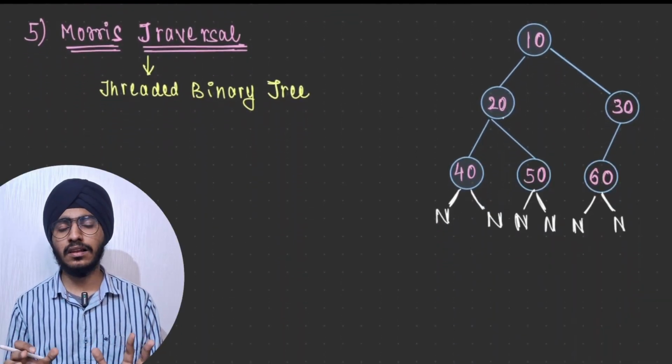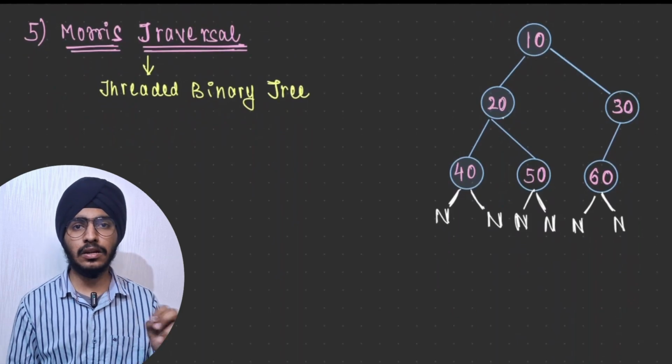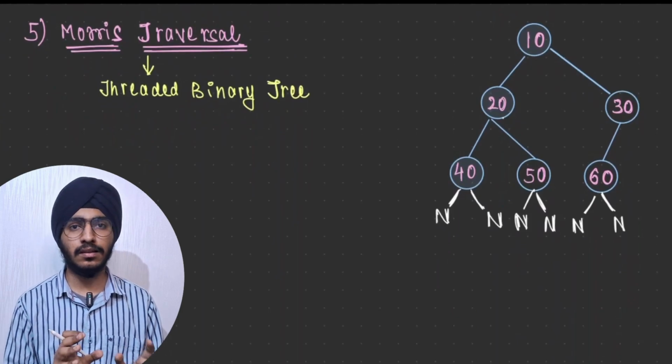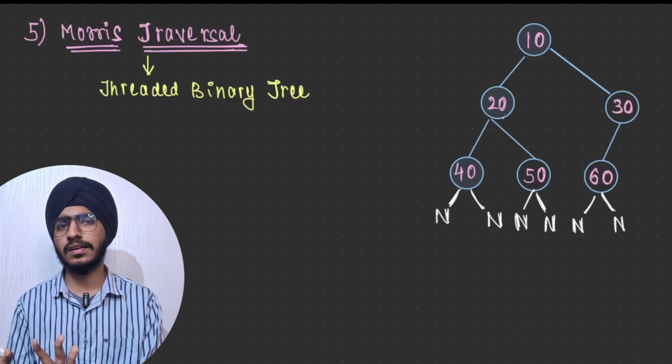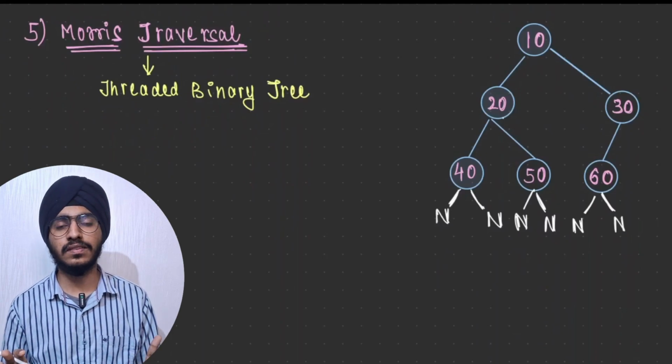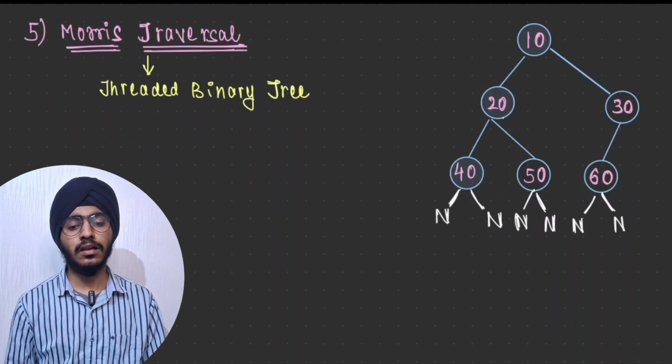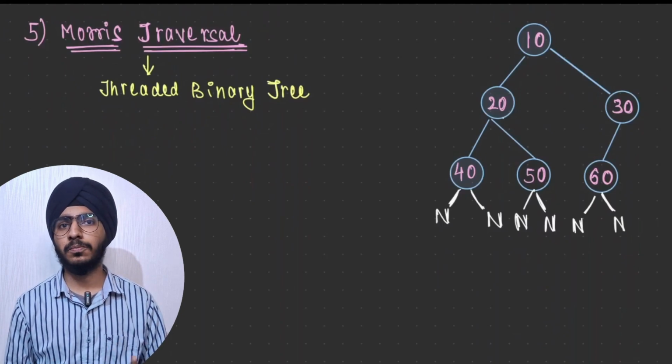With Morris Traversal, we can do multiple traversals, InOrder Traversal, PreOrder Traversal, but PostOrder Traversal is not possible with Morris Traversal. We will discuss it later, but let's understand Morris Traversal now. Morris Traversal does the traversal in big O of one space.